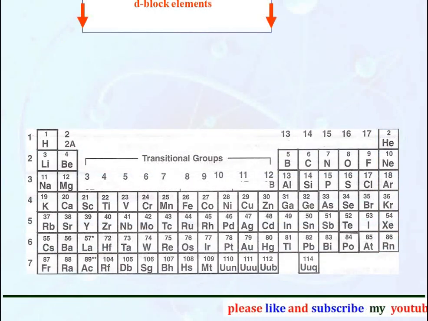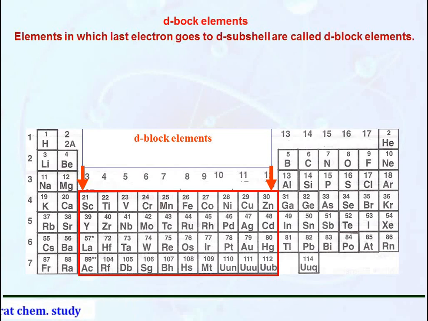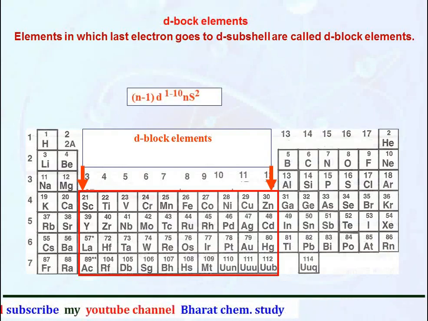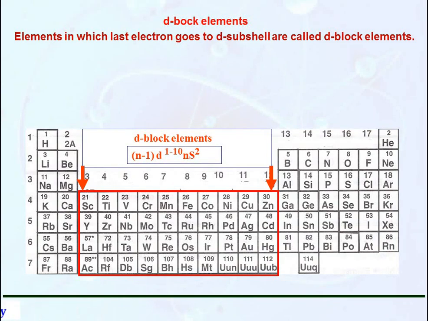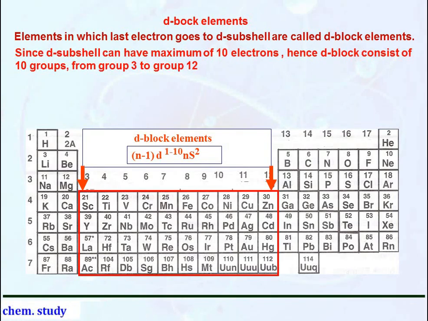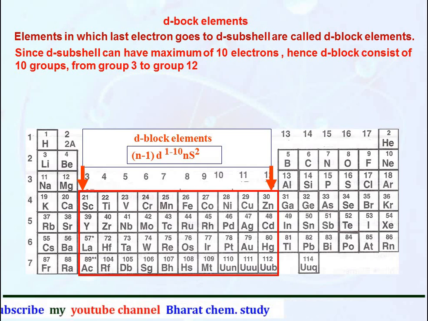So now the third part of the periodic table is the d block elements. The elements in which the last electron goes to the d subshell are called d block elements, having the general electronic configuration (n-1)d1 to 10 ns2. Since the d subshell can have a maximum of 10 electrons, the d block consists of 10 groups, from group 3 to group 12.